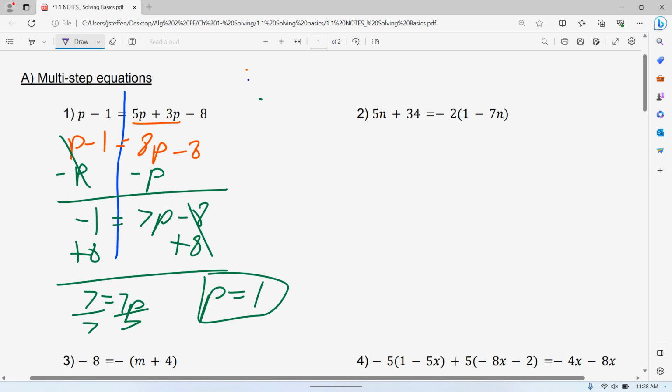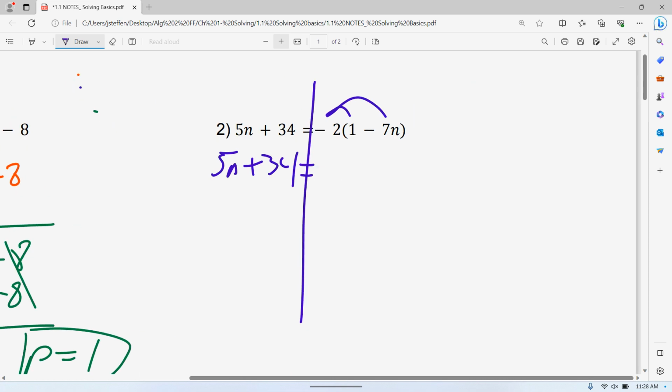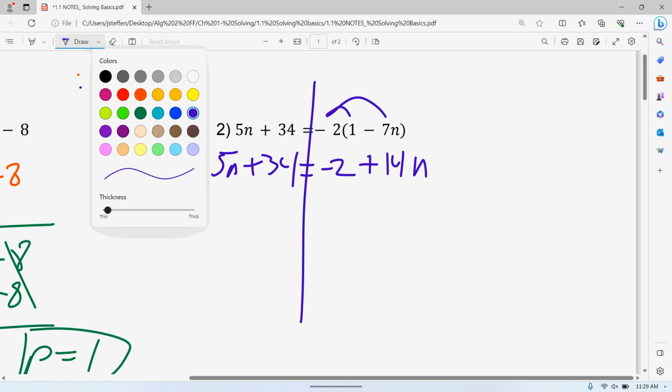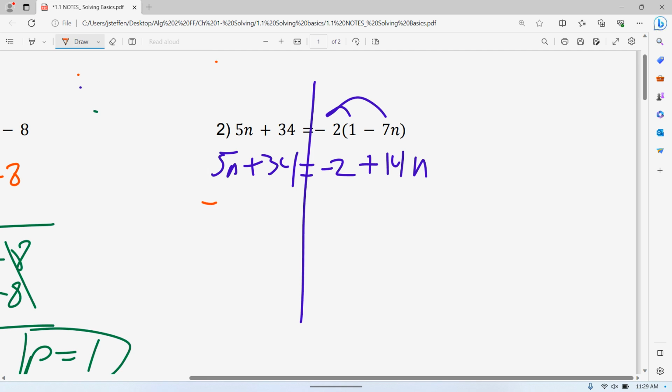So we did a couple of these like number 2, but this one you need to distribute first with those parentheses. So this part we didn't do anything with. 5n plus 34 is equal to negative 2 times 1 is negative 2. Negative 2 times negative 7 is positive 14, and then the n. There are different things you can do when you're doing this first. I'm going to subtract my 5n. So subtract that from both sides. 2, 14 minus.